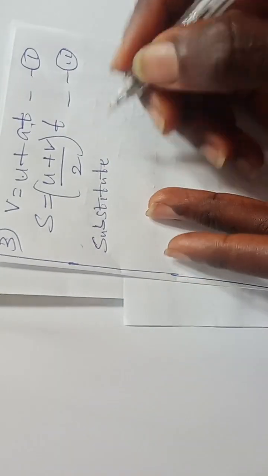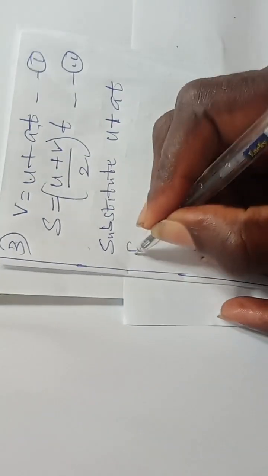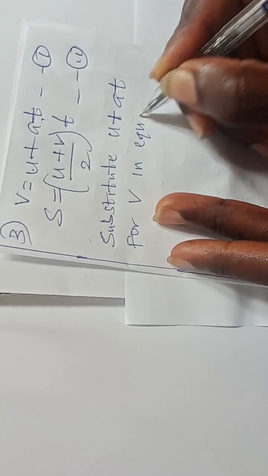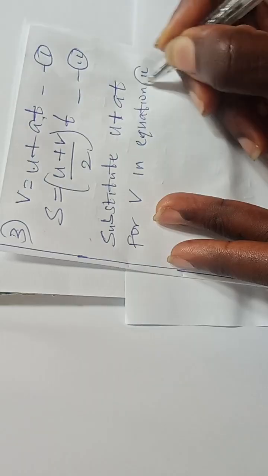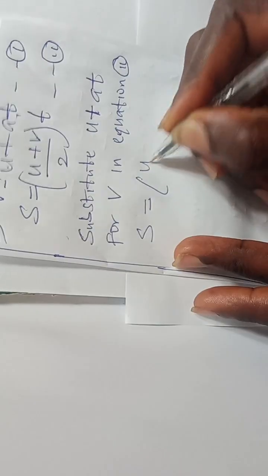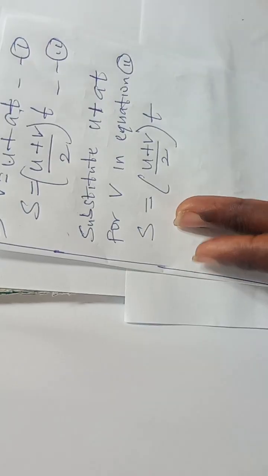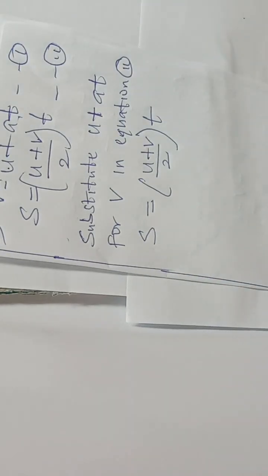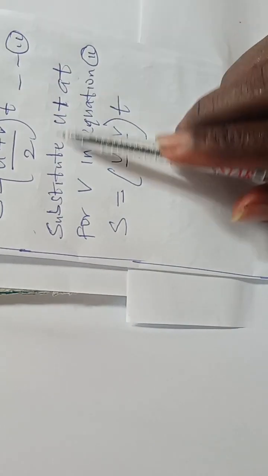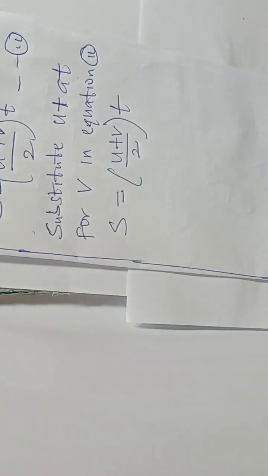Substitute u plus at for v in equation 2. So what's our equation 2? Our equation 2 is s equals u plus v all over 2, all into bracket t. So it means wherever we see v, we are going to put u plus at.